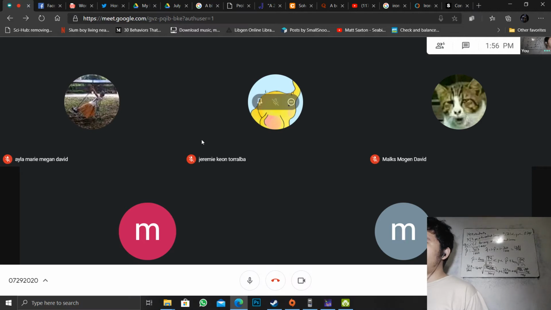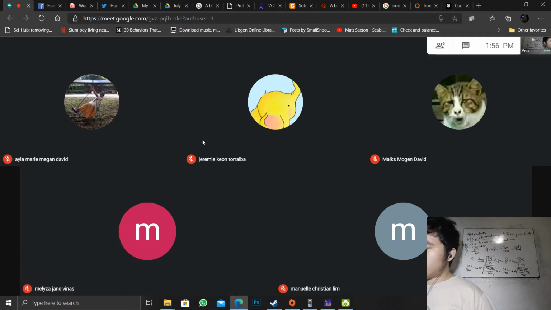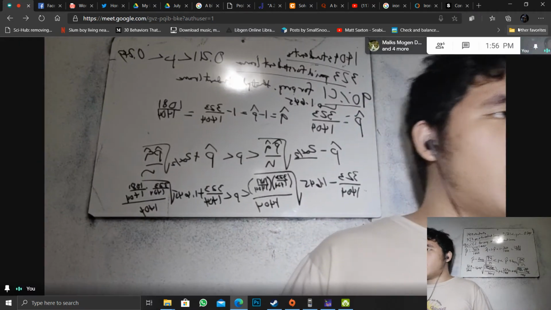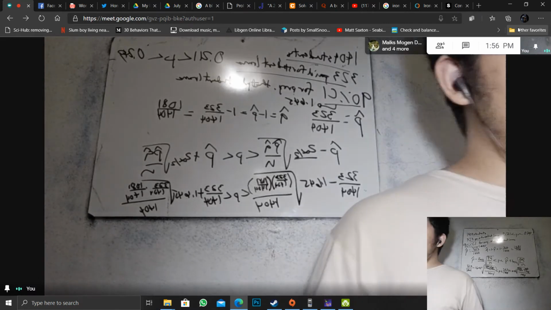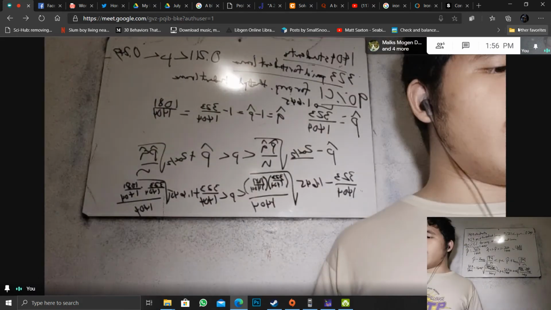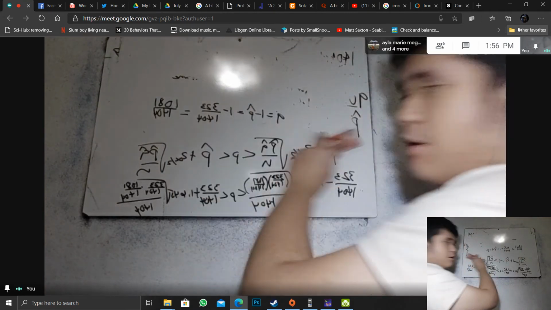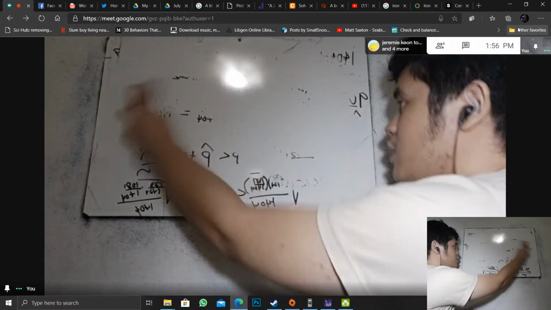Number 1. Work on energy. Concept check. Number 1. Okay. A car accelerates from rest to, sige na, I'll use the board. A car accelerates from rest to 30 kilometers per hour. Isa naman, 30 to 60. Which takes more energy, going from 0 to 30 or 30 to 60?